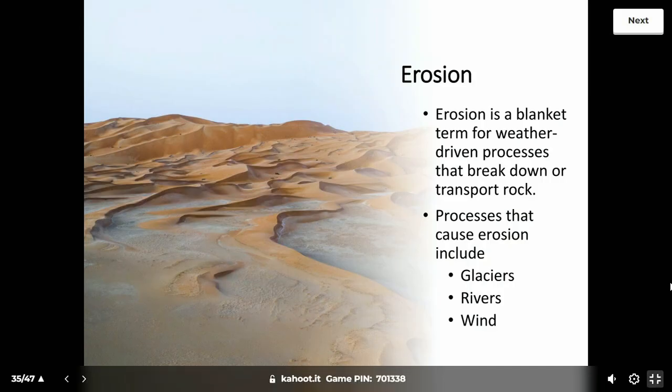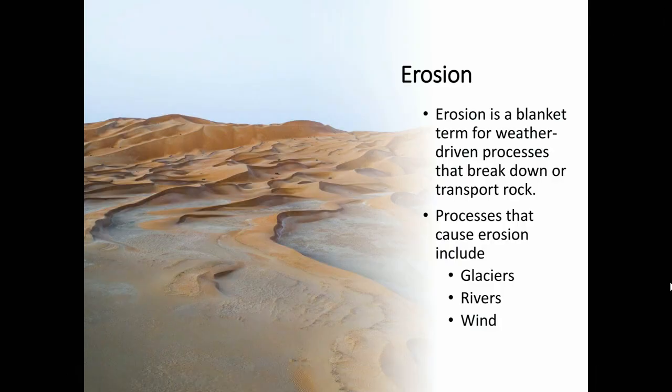And then erosion is just a blanket term for processes that will break down rock and move it from one place to another. And there's a few different ways that you can do that. Glaciers can do it, rivers can do it, and the wind can do it.